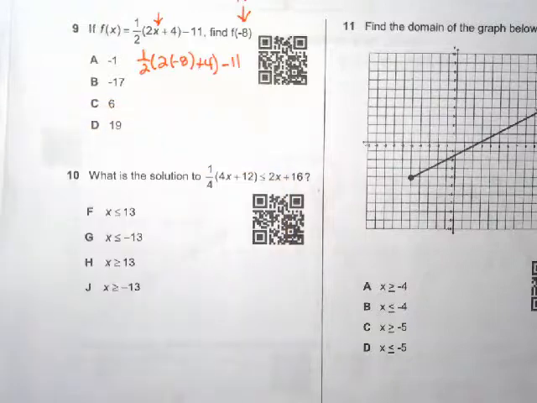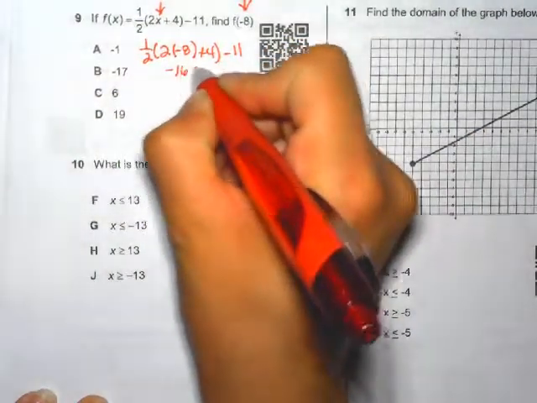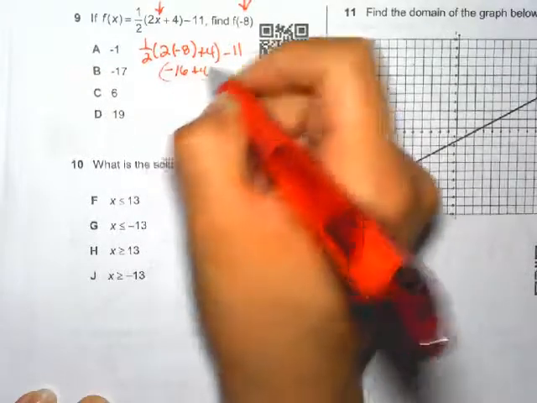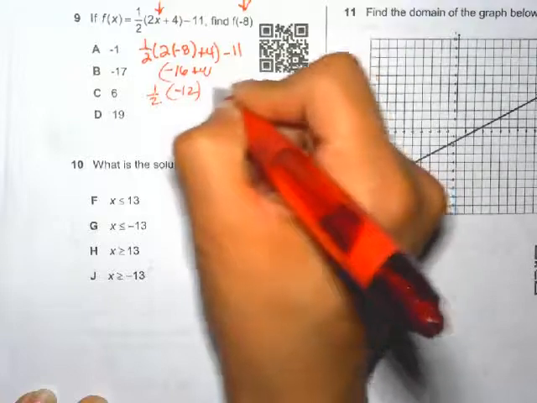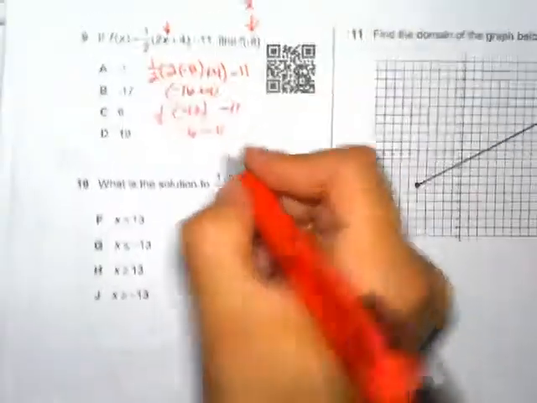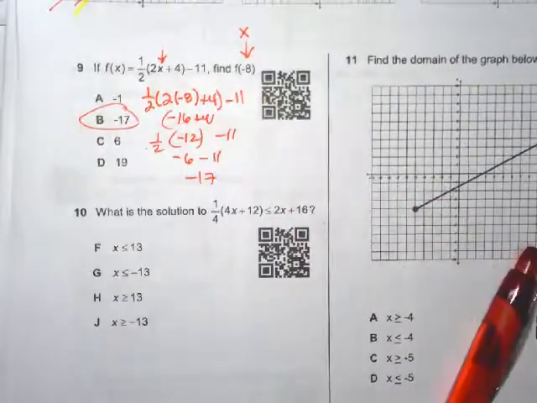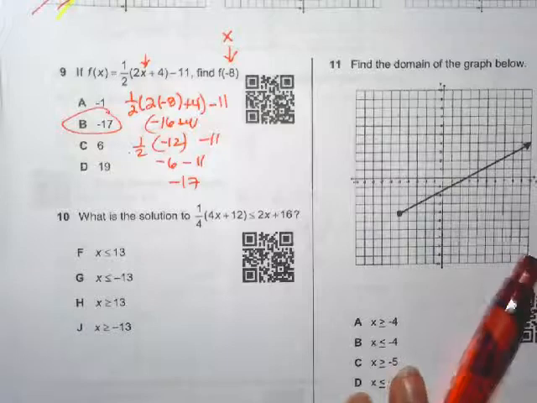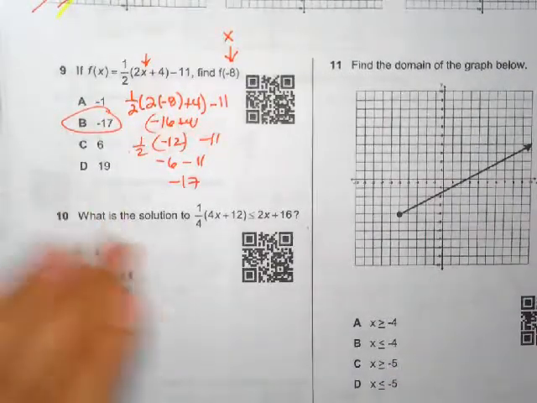My answer is negative 17. Because this gave me negative 16. Negative 16 plus 4 is negative 12. Then I have a half outside. Half of negative 12 is negative 6. Negative 6 minus 11 is negative 17. Now somebody asked me last period, is there a way of doing this in the calculator? And there is. This is how you can do it without having to substitute in.